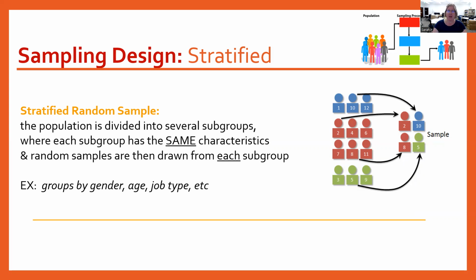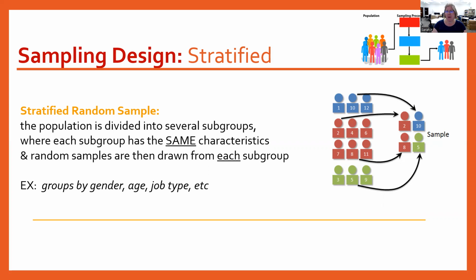So for example, we could create groups by gender, by age, by job type, whether they're freshman, sophomore, junior, senior. We could do groups by major. So suppose that our 12-person population, that the blue, maroon, and green each represent a different characteristic that we think is important somehow in how people might respond to our survey questions. So I'm going to take a random sample out of the blue, the maroon, and the green.